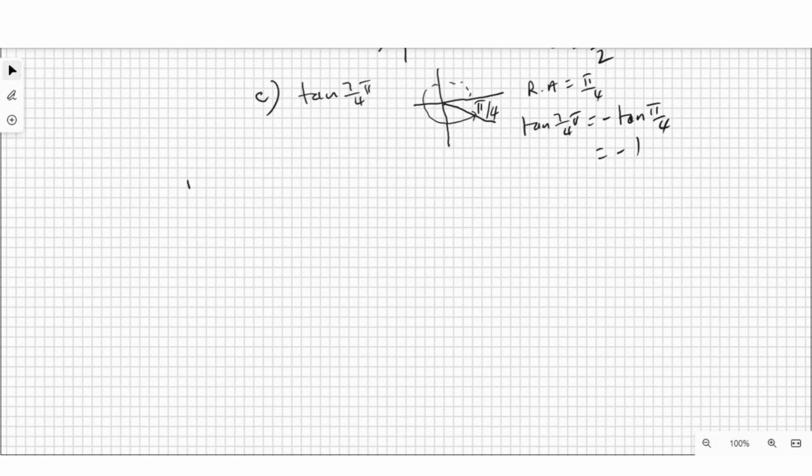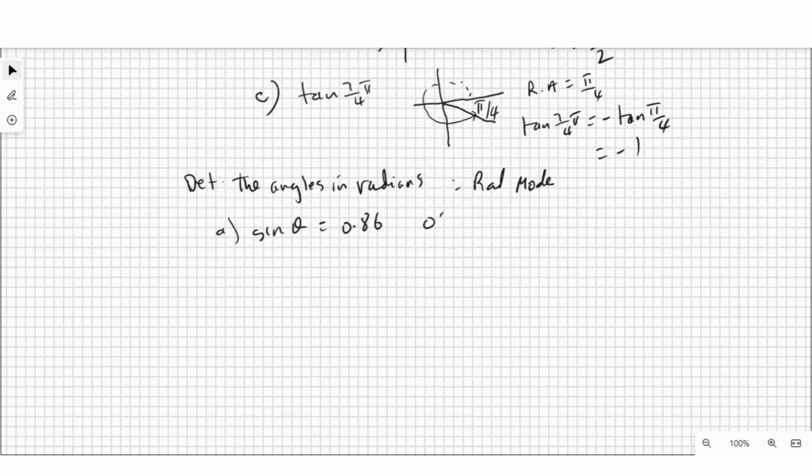Let's see, determine the angles in radians. So if they are not exact angles, change your calculator to rad mode, because we need our angles in radians. So if I have sine of angle theta is 0.86, remember my domain is the same as we said before, 0 less than or equal to theta less than or equal to 2 pi, which is in radians.